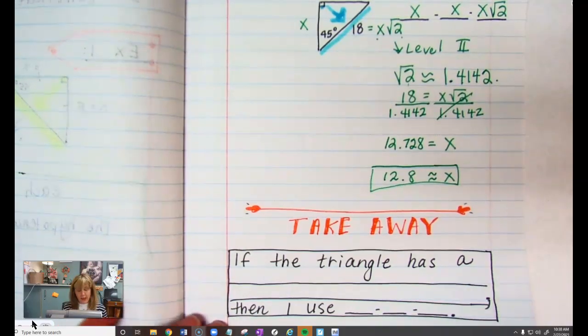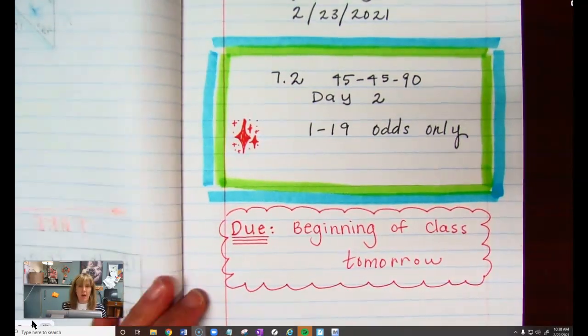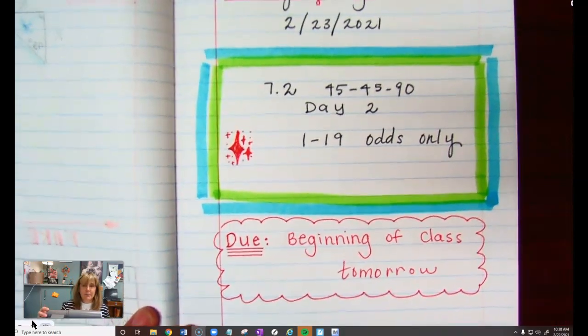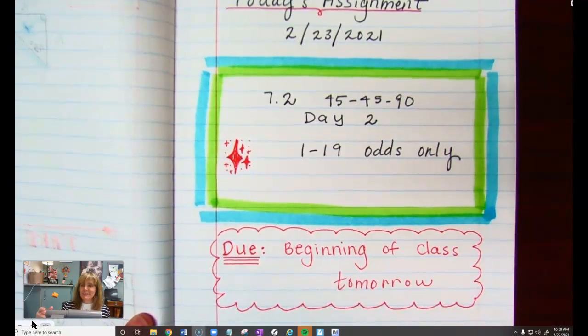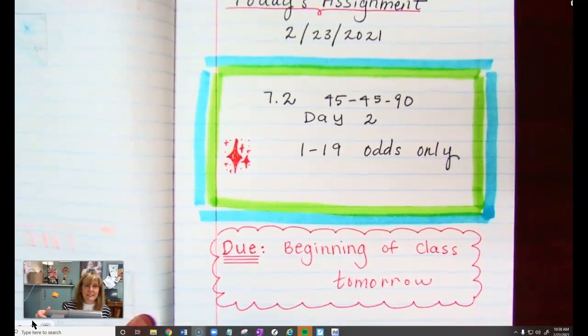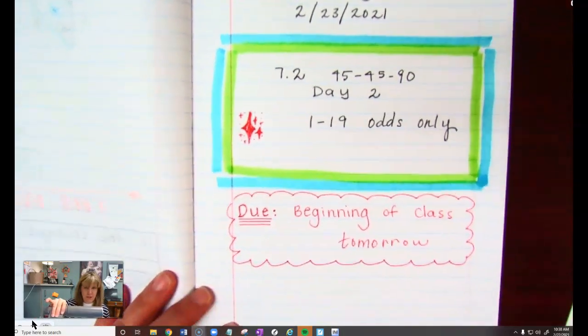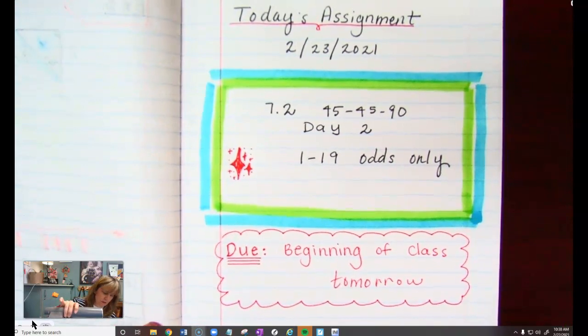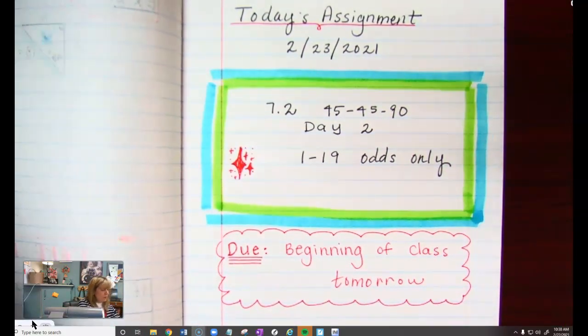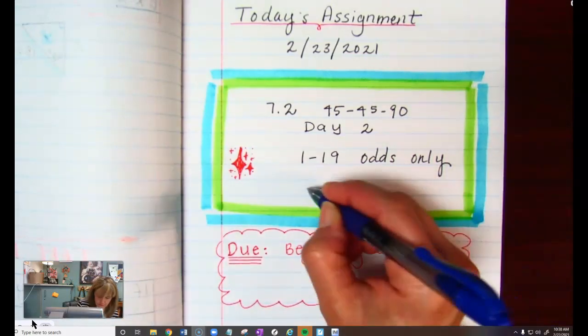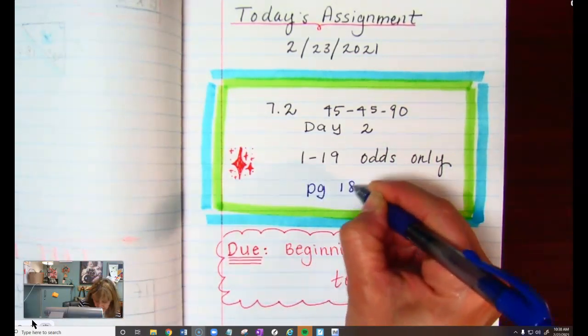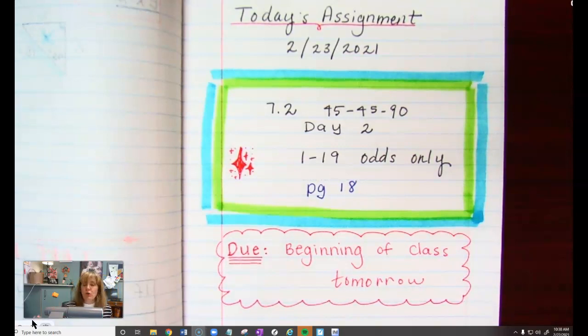Now, let's take a look at what our assignment is for today. Our assignment is just going to be practice day 2. I am about to tell you the page number. Let me zoom in a little bit here. Practice day 2 is going to start on page 18. There's a lot of problems on here. We are only going to do the odds, so make sure you only write down the odds. That's just going to cut it in half for us, so not too much.